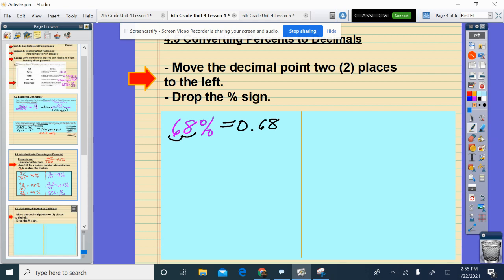And notice when I say that decimal that way, which is the correct way to say it, it's just like saying 68 hundredths, which is the fraction. I always like to point that out. That's kind of cool. How about 73%? Well, again, that decimal point's right there. We're going to move it over 2 places. 73 hundredths. How about 86%? 86 hundredths.